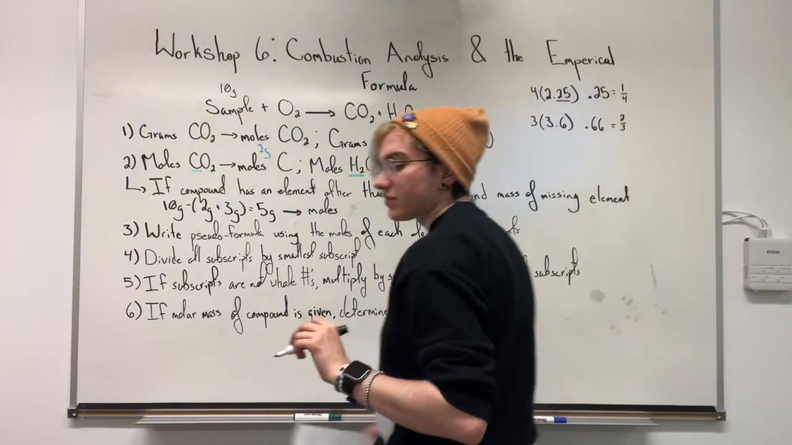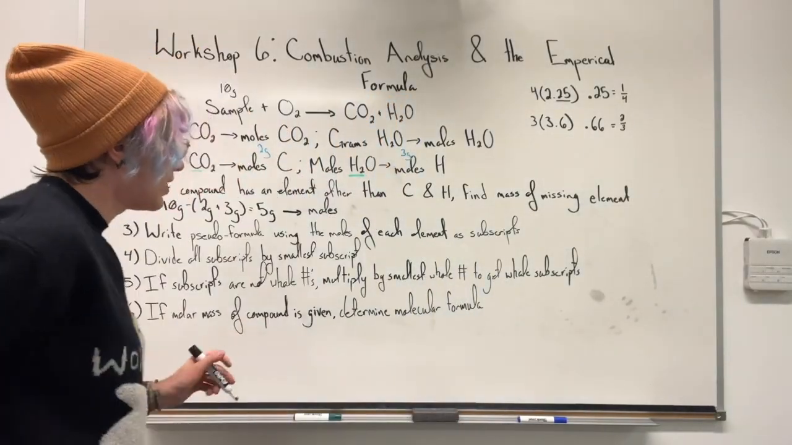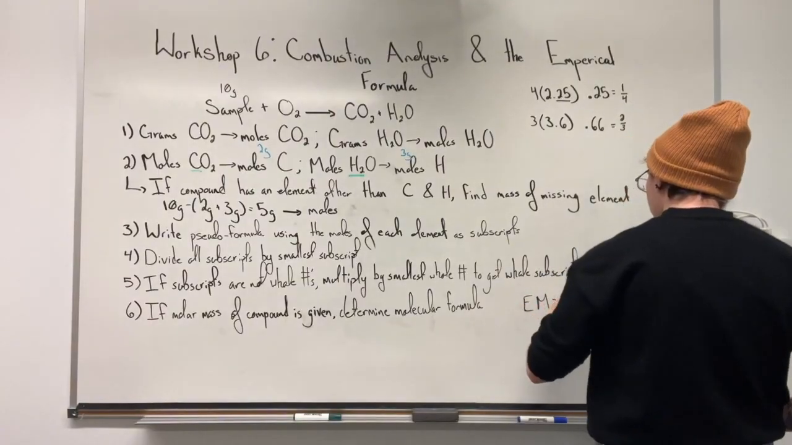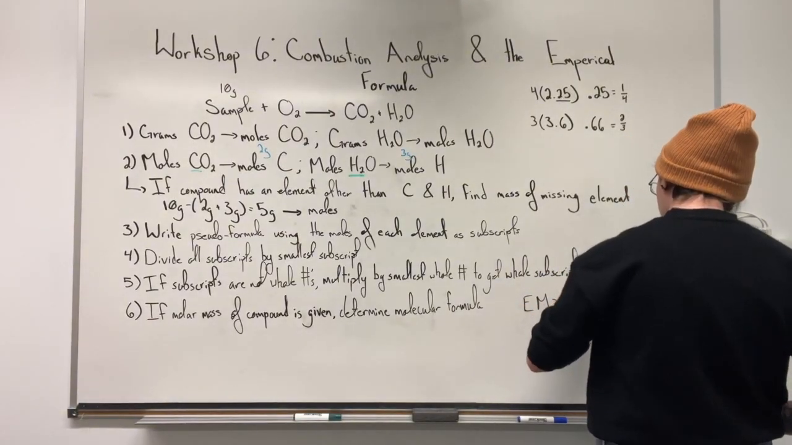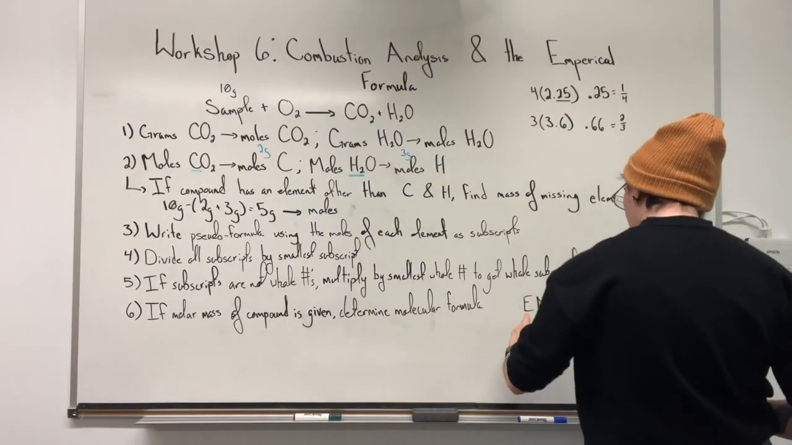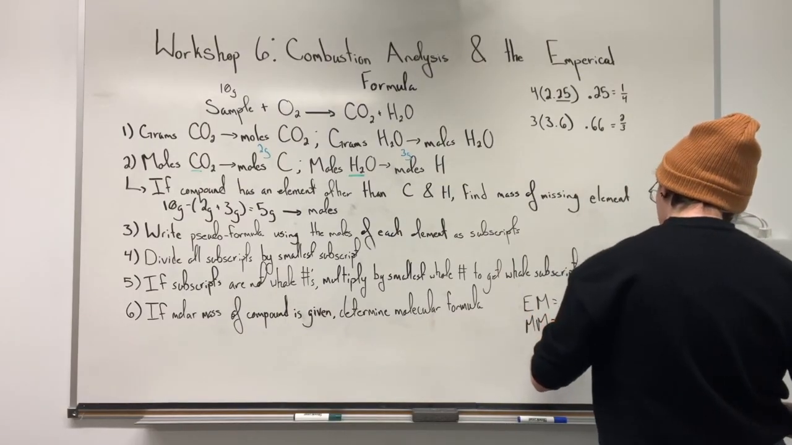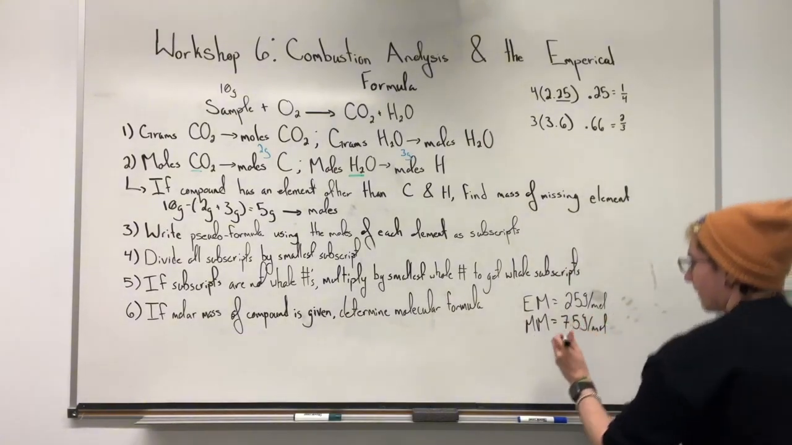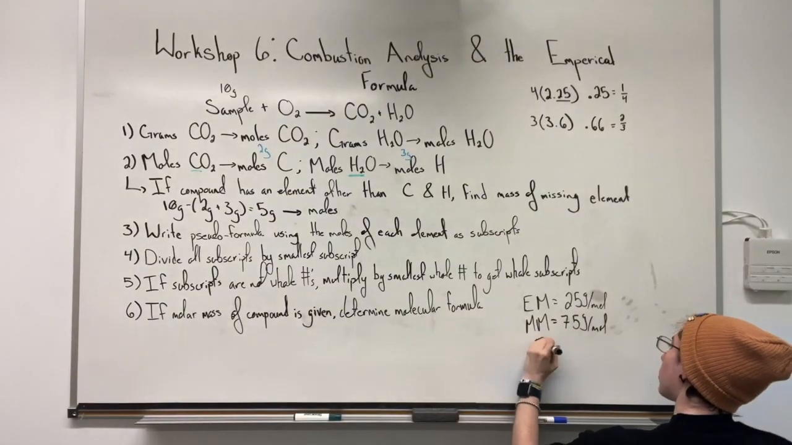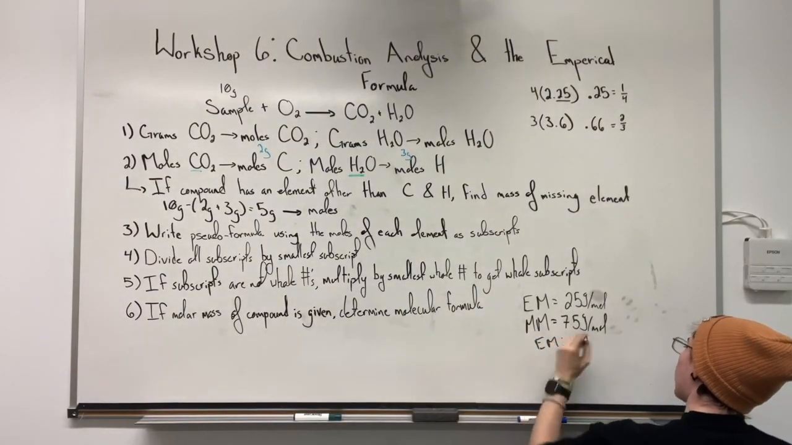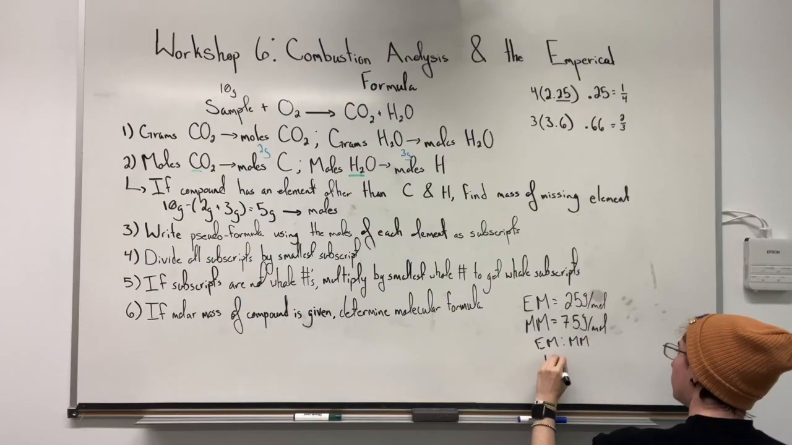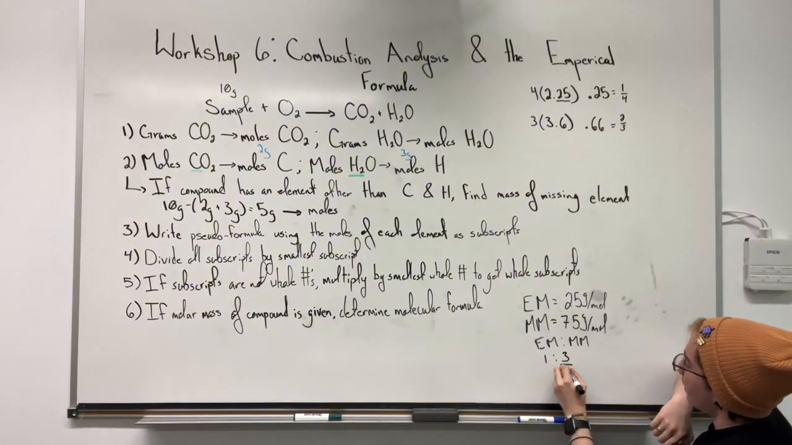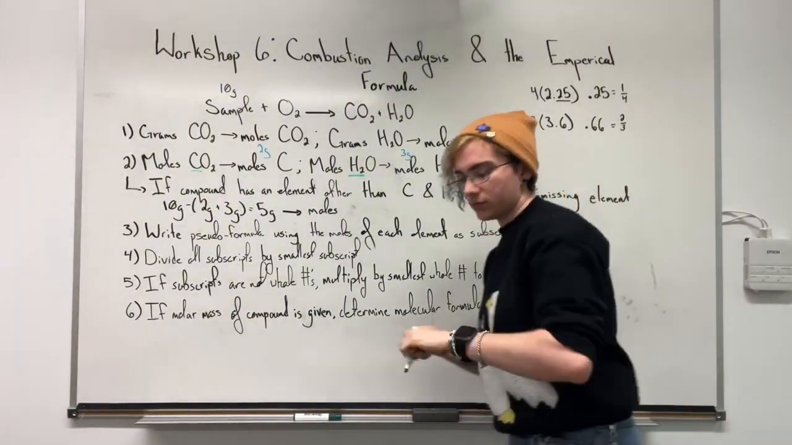All you have to do is compare mass of empirical formula to molecular formula. If my empirical mass is 25 grams per mole, but my molar mass of whatever compound I have is reported to be 75 grams per mole, EM to MM, empirical mass to molar mass, has a ratio of 1 to 3. And so whatever your empirical formula is, you would multiply it by 3 to get the molecular formula.